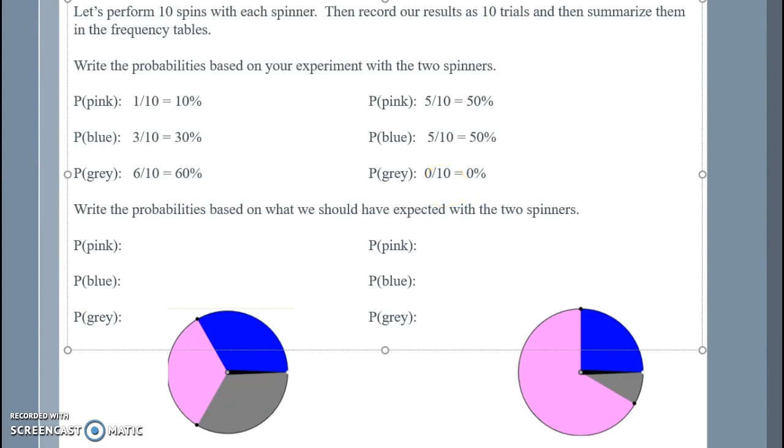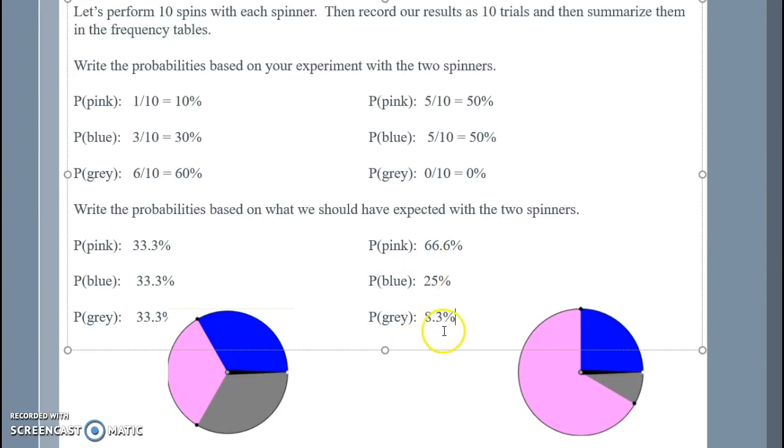Now, what we should have expected was, because this is equally split into thirds, that we should have gotten 33 1/3% for each one of these. Each one should have been 33 1/3%. Here I set my pink to be 66.6%. I set my blue to be 25%. And I set my gray to be 8 1/3%.